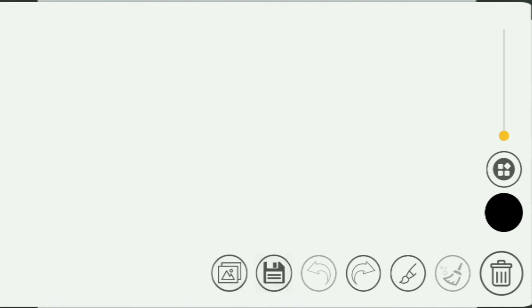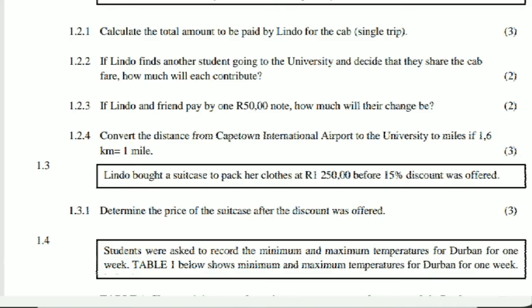Which says, Lindo bought a suitcase to pack her clothes at 1,250 before a 15% discount was offered. Determine the price of the suitcase after the discount was offered. As you can see, it says after the discount was offered. So there are multiple ways to do this, guys. I'm going to show you maybe the easiest one. Let me write the easiest one.